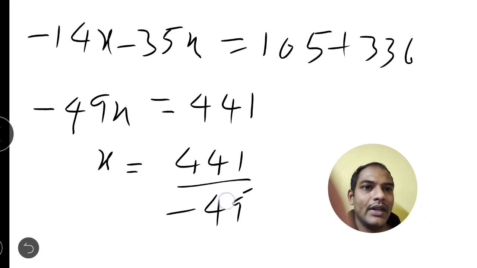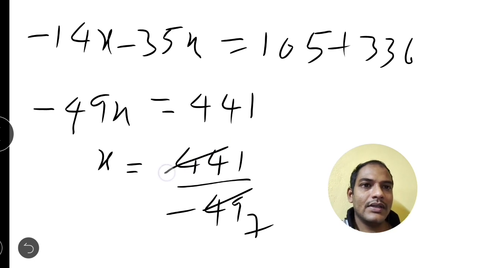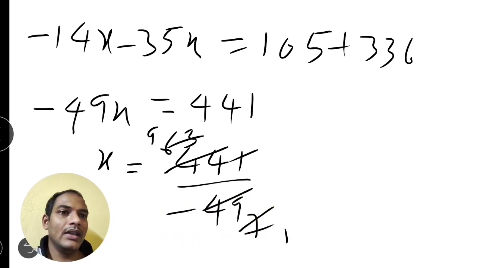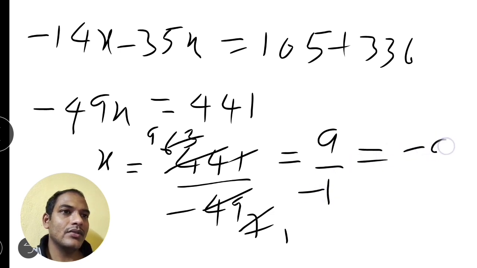So now 7 table: 7 7s are 49, 7 6s are 42, 2 remainder 21, 7 3s are 21. Now 7 1s are 7, 7 9s are 63. So finally x equals 9 by minus 1. So 9 by minus 1 equals minus 9.